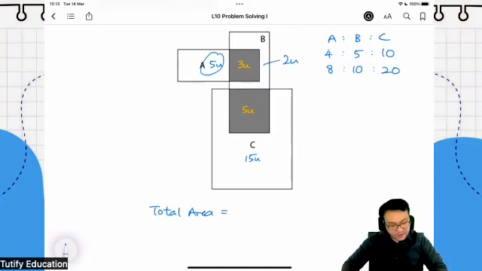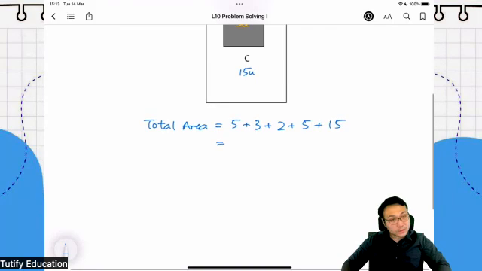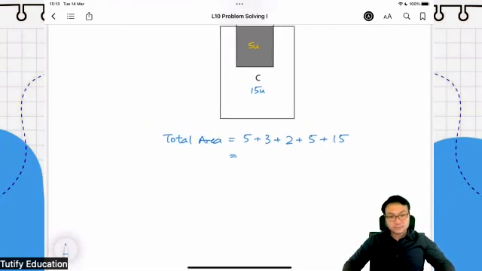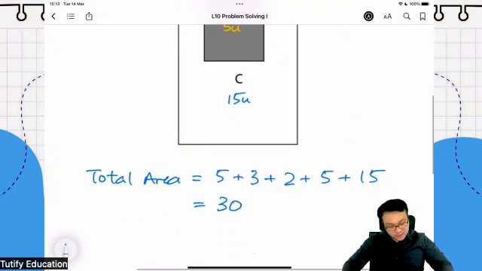Okay, you add everything together. You start from here, 5 plus 3, okay? 5 plus 3 plus 2 plus 5 plus 15. Alexis, what is the total area for this entire figure? 30. 30 units, yes.